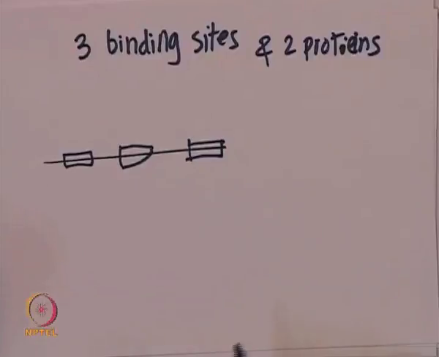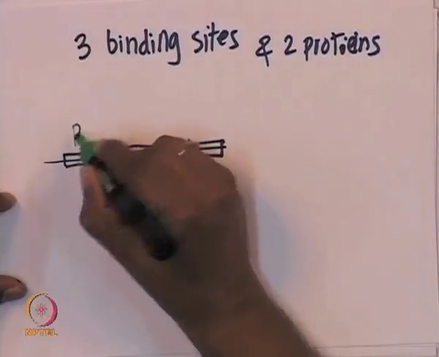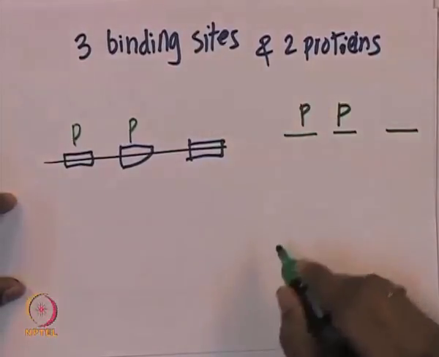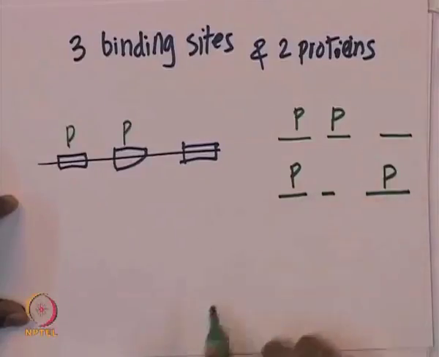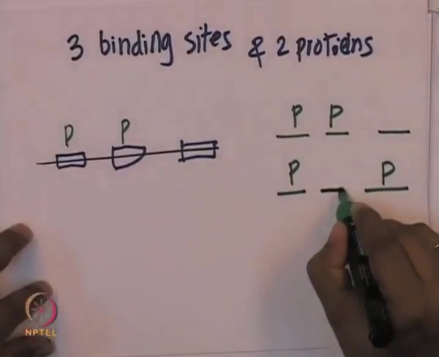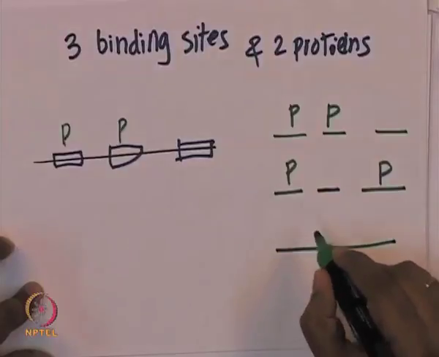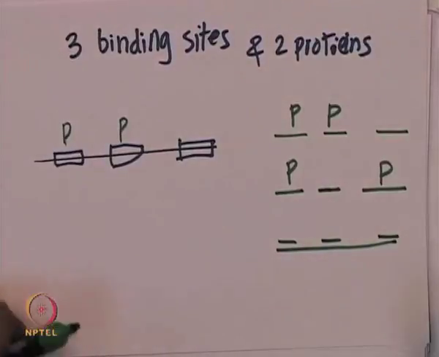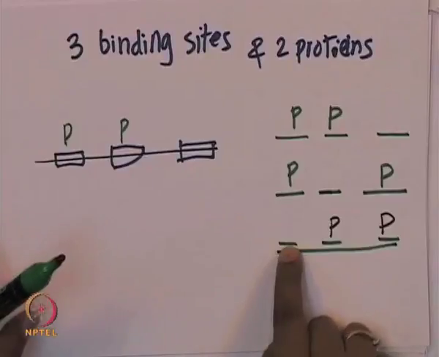Now, what are the possible arrangements? There are only 2 proteins, so out of these 3 places, 2 of them are bound by proteins. In one arrangement, the proteins bind here and here. Another arrangement possible is that this is bound here, this is bound here, and this is free. This is another arrangement possible. Another arrangement is where these 2 are bound and the first site is not occupied.